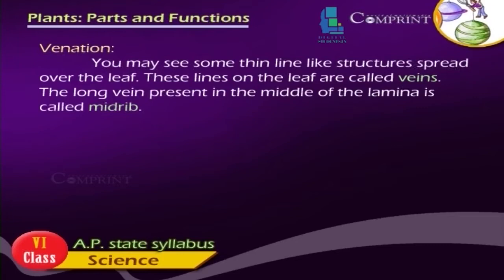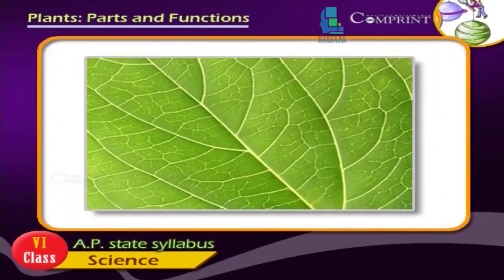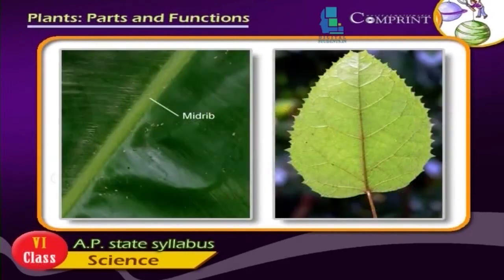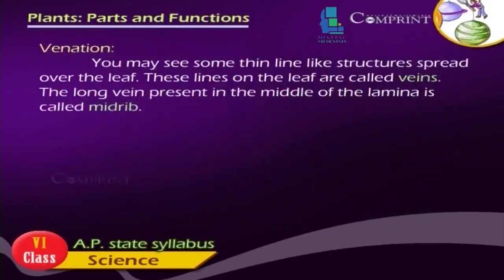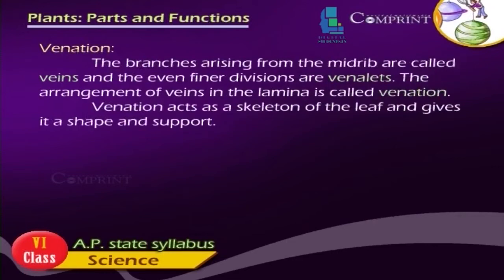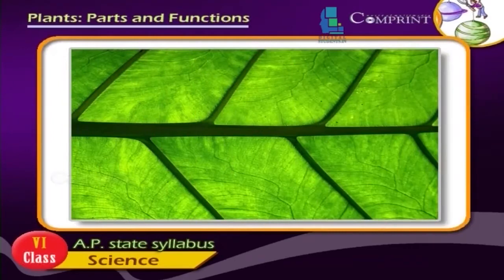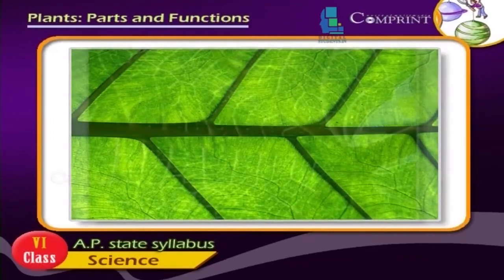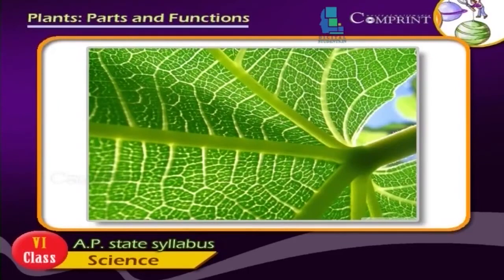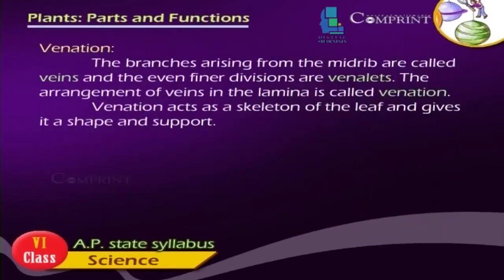Venation. You may see some thin line-like structures spread over the leaf. These lines on the leaf are called veins. The long vein present in the middle of the lamina is called midrib. The branches arising from the midrib are called veins, and the even finer divisions are venules. The arrangement of veins in the lamina is called venation. Venation acts as a skeleton of the leaf and gives it shape and support.